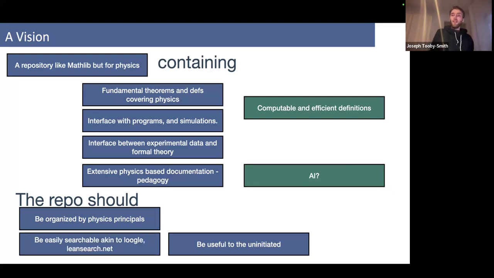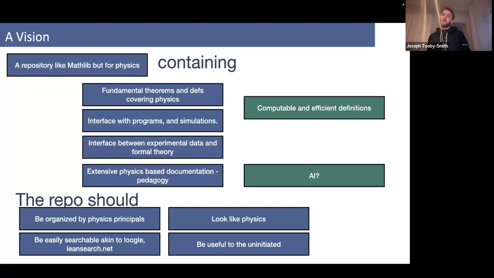It should be easily searchable, akin to Loogle or Lean search. So it should be possible for somebody to go to a search engine for such a repository, write, for example, Higgs boson into that search engine and be given everything in this repository about the Higgs boson.